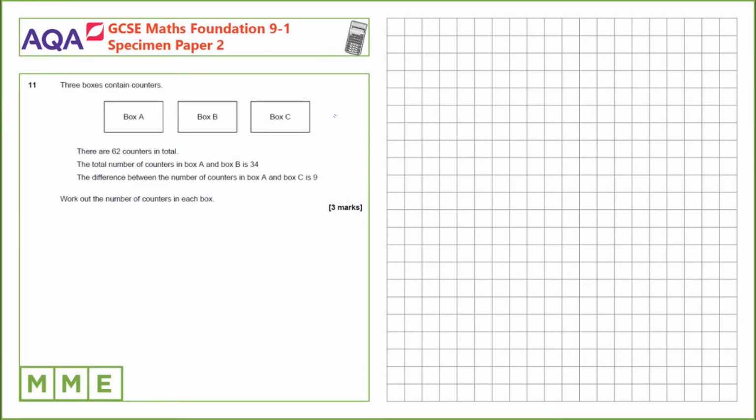Question 11. 3 boxes contain counters. There are 62 counters in total. The total number of counters in box A and box B is 34, and the difference between the number of counters in A and C is 9. Work out the number of counters in each box.